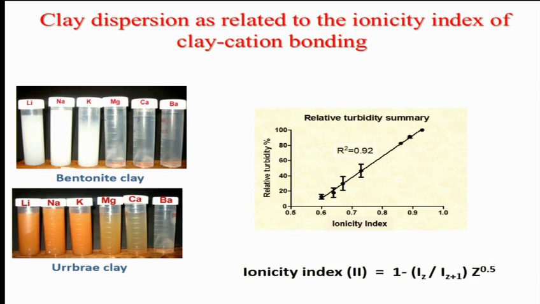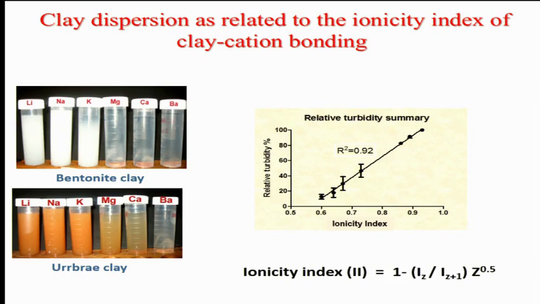So we saturated pure bentonite clay with different cations like lithium, sodium, potassium, magnesium, calcium, barium. The samples, after saturating, were washed and then dispersed. Now you can see that we also calculated the ionicity index by using this formula.